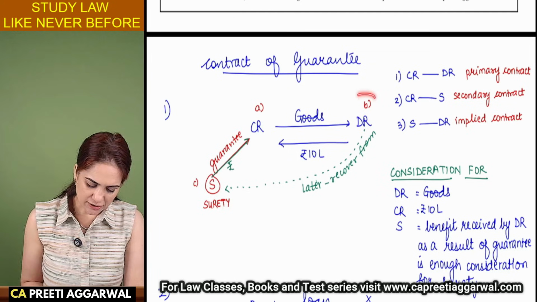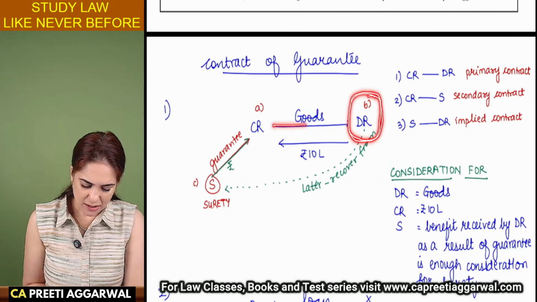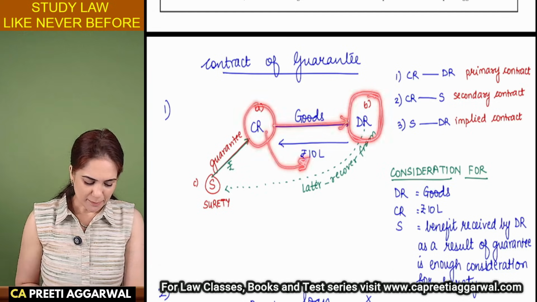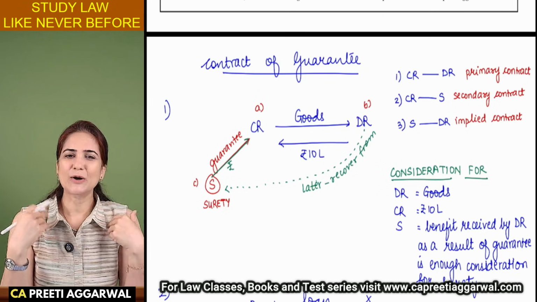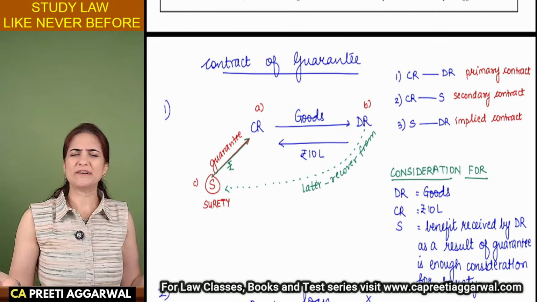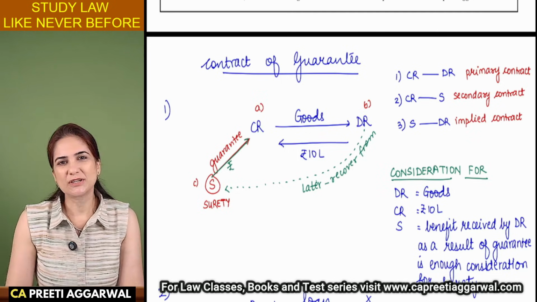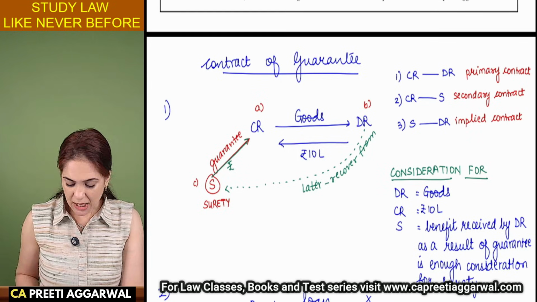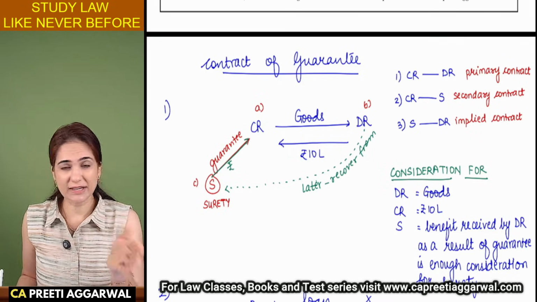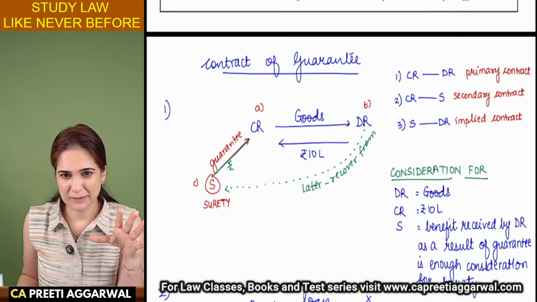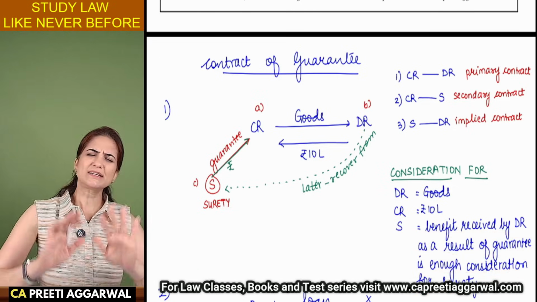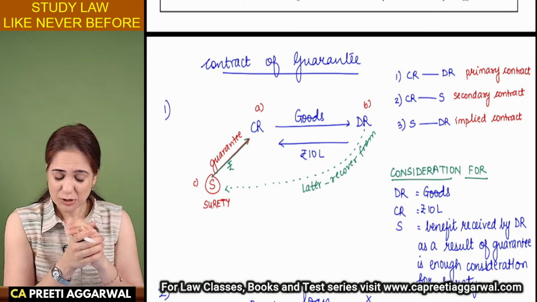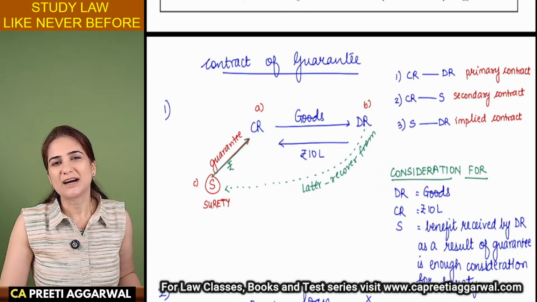What is the consideration for the debtor? For the debtor, the consideration is goods. For the creditor, consideration is 10 lakh rupees, money. But what is the surety getting? He doesn't get anything tangible. But the fact that my guarantee has allowed the debtor to receive the goods on credit, the benefit received by the debtor is enough consideration for the surety. If I had not given the guarantee, the debtor would not have received the goods on credit. So the benefit received by the debtor as a result of the guarantee is enough consideration for the surety. So there is consideration for all three parties. It is a valid contract.